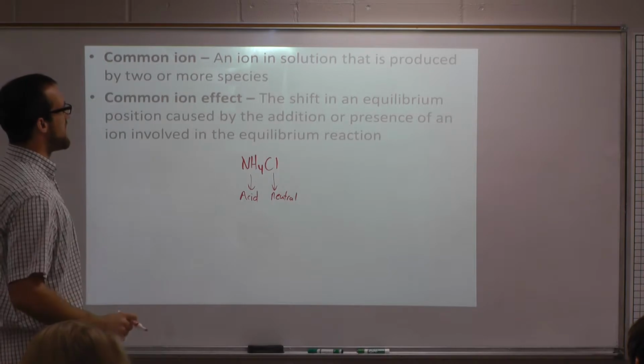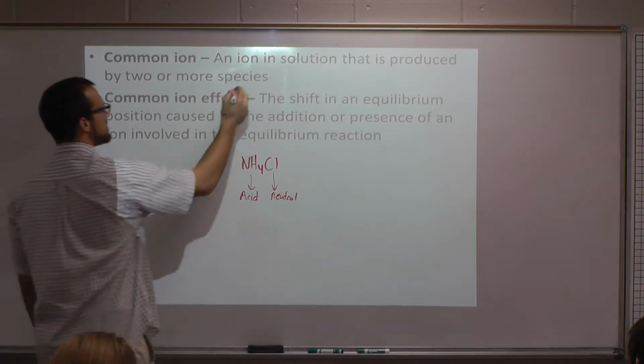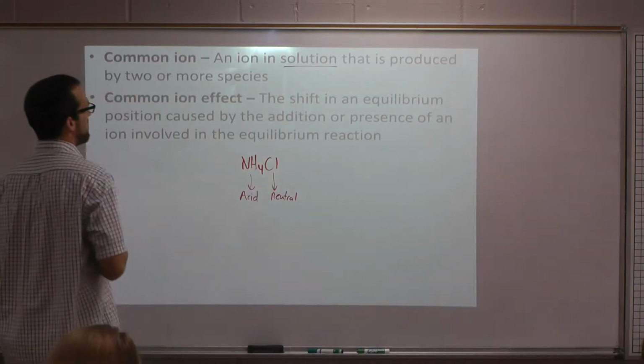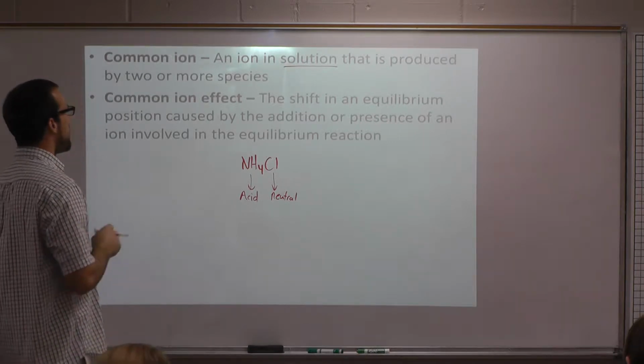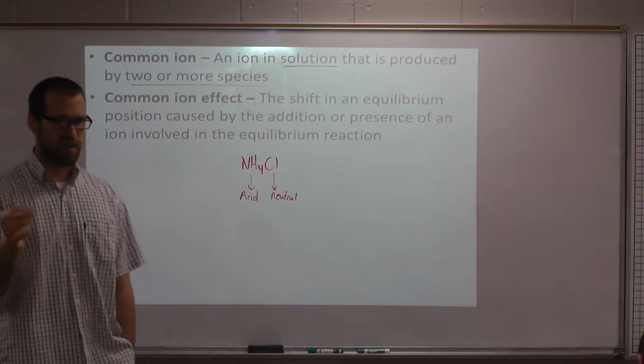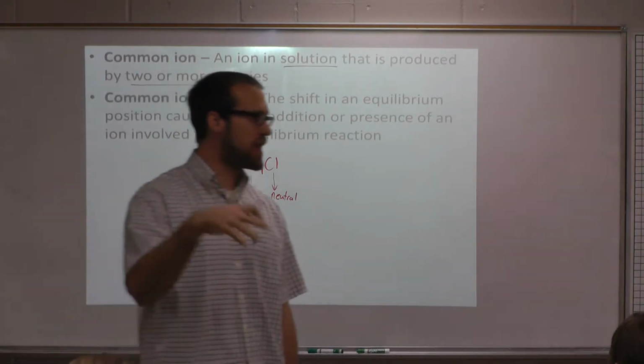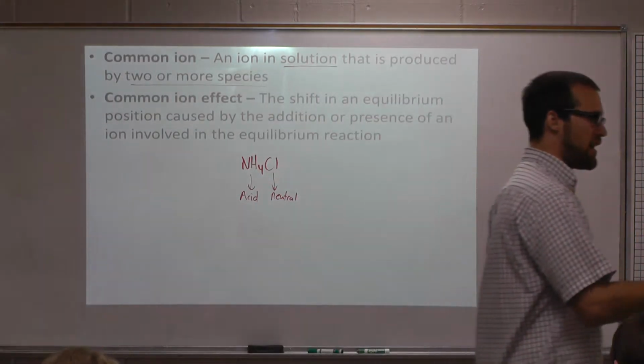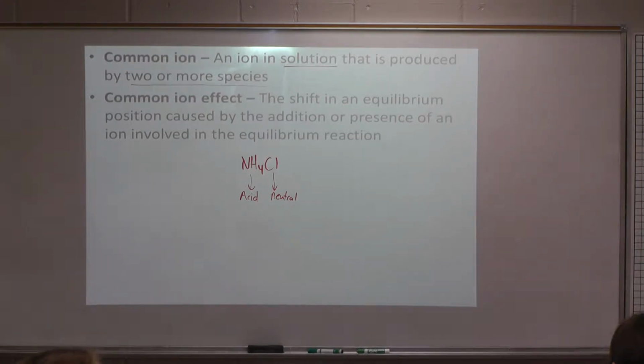So what a common ion is, is when you have a solution where an ion is given off by 2 or more species. So if I had 2 things or 3 things or 4 things in solution that a couple of them gave off the same ion, we would call those ions the common ion.